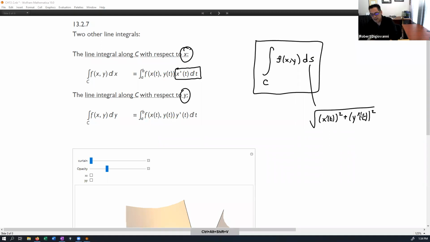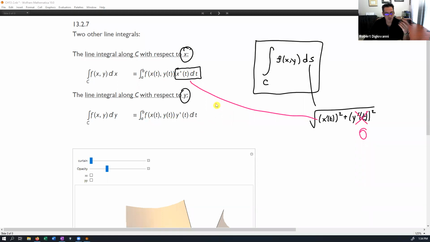If we make this be 0, right? If this is 0, then this becomes the square root of the derivative squared, which just gives you the derivative, and that's this piece right here. So the line integral along C with respect to x means you're letting the y prime be 0, and then the other one, you're letting the x prime be 0.